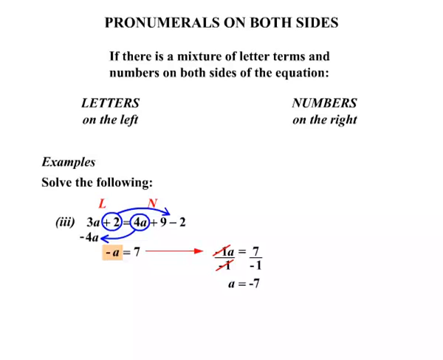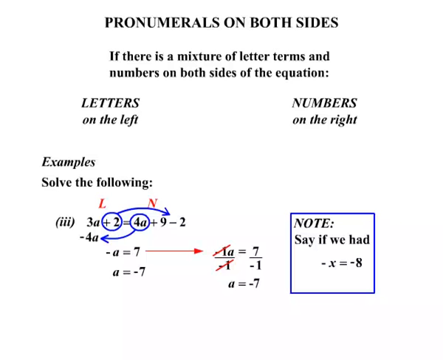So the minus a becomes positive a, and the 7 becomes minus 7. That's a quick way of doing it without having to do the stuff on the right. So if you have the negative a equals 7, we can just basically swap the signs. A equals minus 7. Now a little note here. Let's say if we had minus x equals minus 8. Quick way we could do that. Change the minus x to positive x, change the minus 8 to positive 8. So our answer there would be x equals 8.